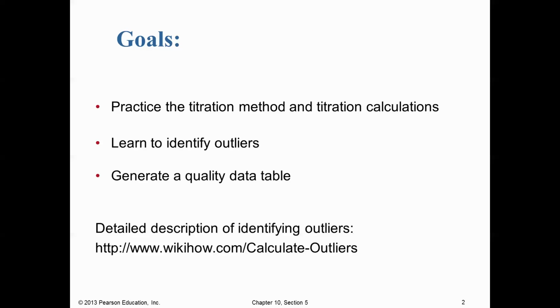So our other goals this week, in addition to practicing titration, are to practice titration calculations, learn to identify outliers, and also learn how to generate quality data tables. So what are outliers? Outliers are bad pieces of data, essentially. When you do an experiment, you run multiple trials, you may find that you have some data points which don't agree, some bad data points. We call those outliers. And we're going to want to throw those out so they don't corrupt the rest of our data, so they don't damage our accuracy and whatnot.